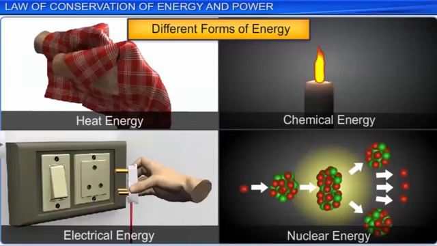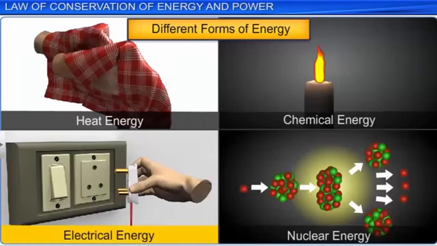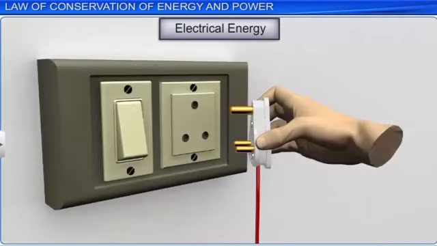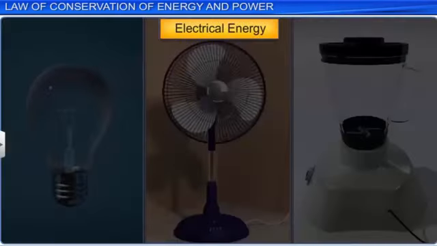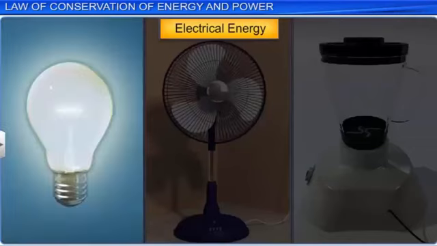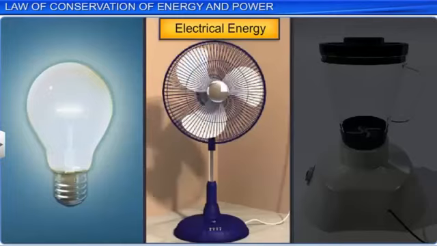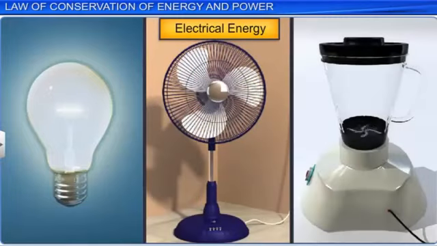Now, let's understand electrical energy. Electricity is the most convenient form of energy. Electricity is a manifestation of electrical energy and is responsible for running many of the devices in our daily lives, such as electric bulbs, fans, grinders, etc.